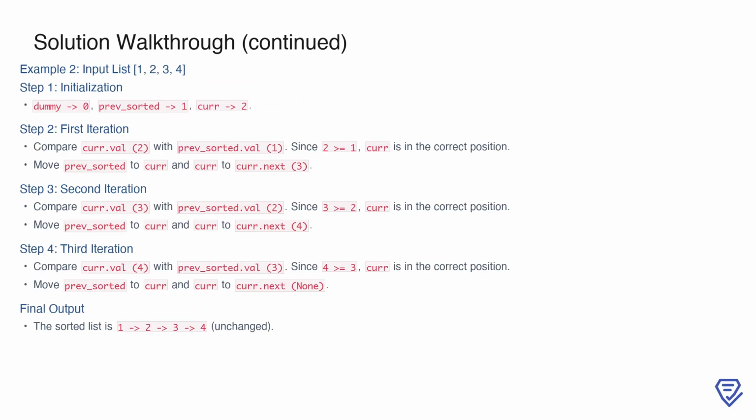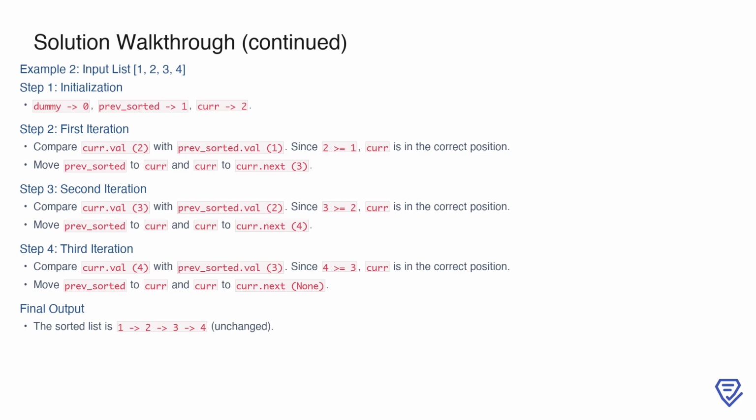Now let's consider a different example with the input list 1, 2, 3, 4. As before, we initialize the dummy node with the value 0 and set prev_sorted to the head of the list, pointing to the node with value 1. The cur pointer is set to the second node, which has the value 2.